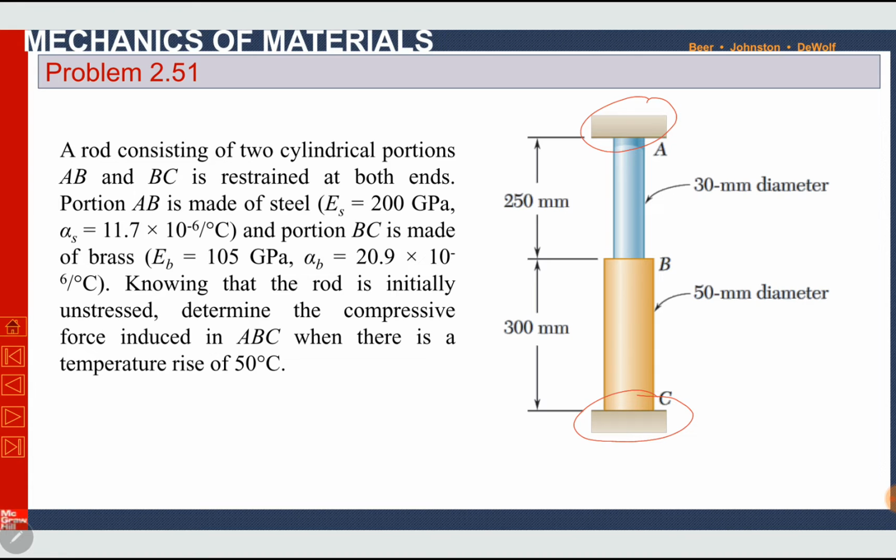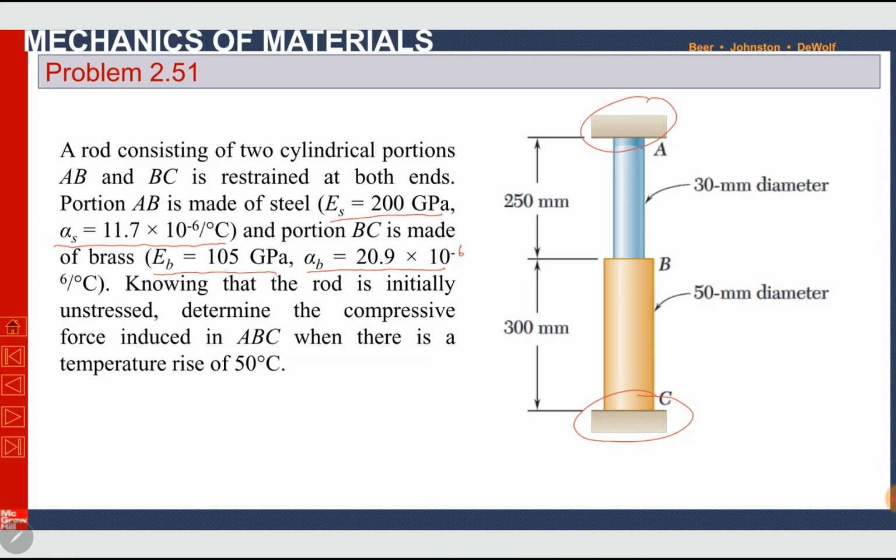Portion AB is made of steel. Modulus of elasticity of steel is 200 gigapascal, and alpha S, the coefficient of thermal expansion, is 11.7 into 10 power minus 6 per degree centigrade. And portion BC is made of brass. Modulus of elasticity for brass is 105 gigapascal, and coefficient of thermal expansion for brass is 20.9 into 10 power minus 6 per degree centigrade. Knowing that the rod is initially unstressed, determine the compressive force induced in ABC when there is a temperature rise of 50 degrees centigrade.